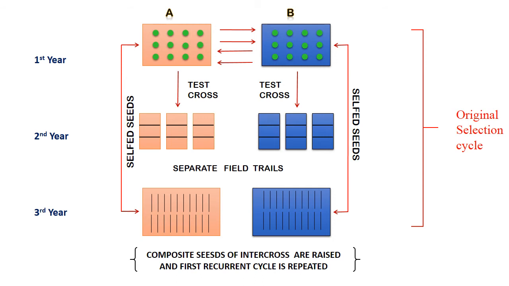Among the four, reciprocal recurrent selection is better because here we can go for both GCA as well as SCA, and two populations can be developed and improved simultaneously.